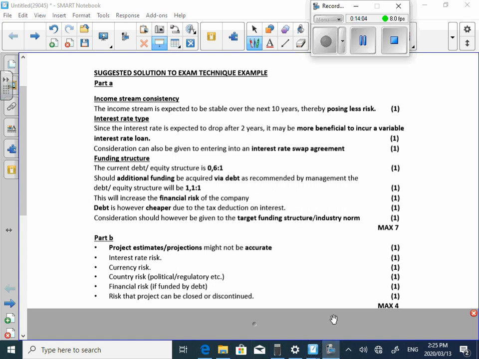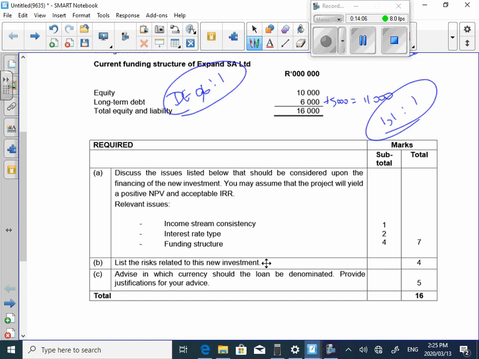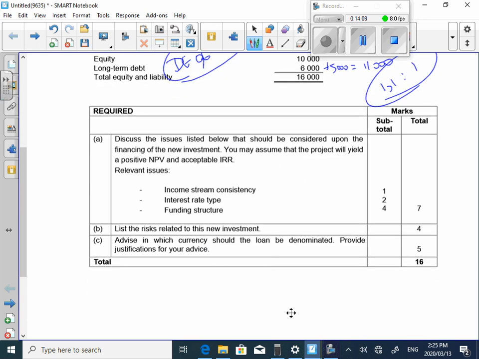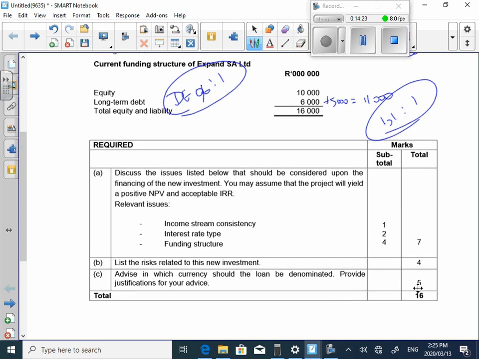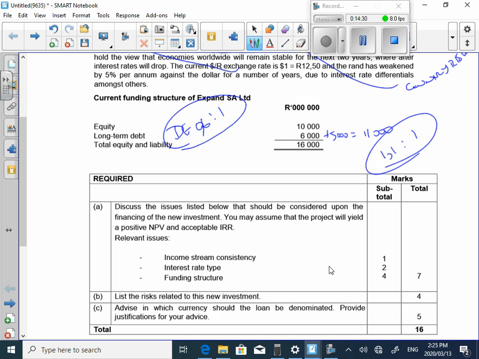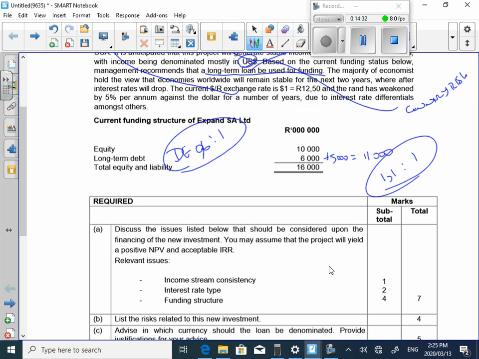Now, bearing that in mind, let's look at part C for this question. It says, advise in which currency should the loan be denominated? Provide justifications for your advice. So it can either be in dollars or it could be in rands. So what should you have done? Now, obviously, guys, if you get the wrong denomination, you're going to get 0 for the question. So you need to spend a little bit of time just analyzing why you would want to use US dollars versus rands or rands versus dollars.